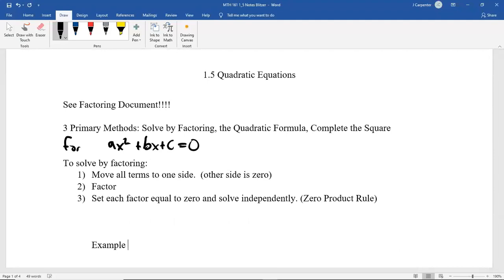Example 1. Solve. Come on, what are you doing to me? There we go. We're going to start out with x squared plus 8x is equal to -15.